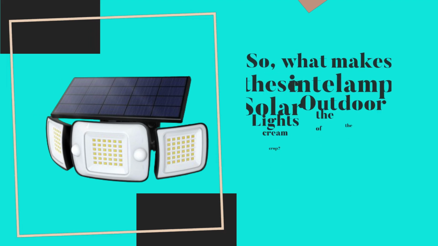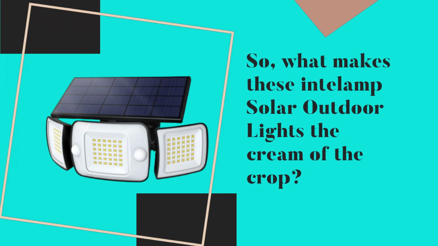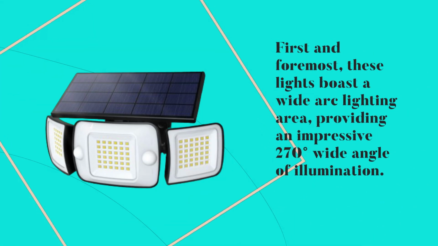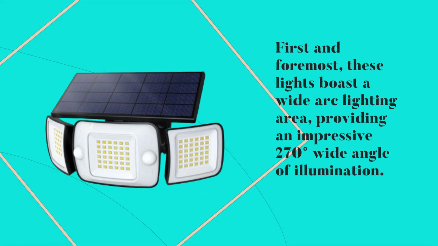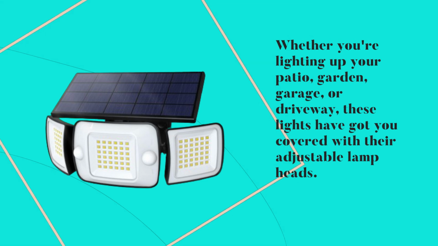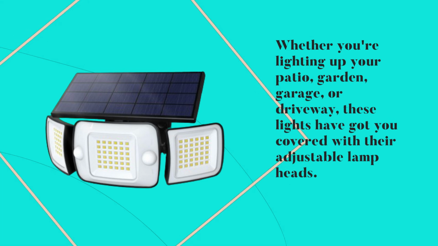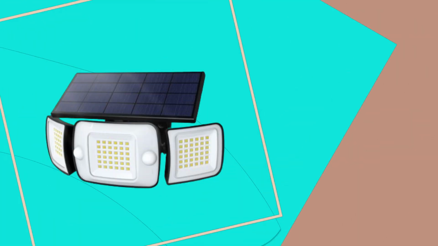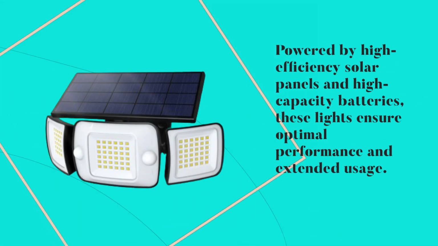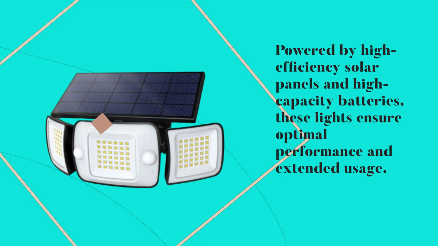So, what makes these intelamp solar outdoor lights the cream of the crop? First and foremost, these lights boast a wide arc lighting area, providing an impressive 270 degrees wide angle of illumination. Whether you're lighting up your patio, garden, garage, or driveway, these lights have got you covered with their adjustable lamp heads. Powered by high-efficiency solar panels and high-capacity batteries, these lights ensure optimal performance and extended usage.